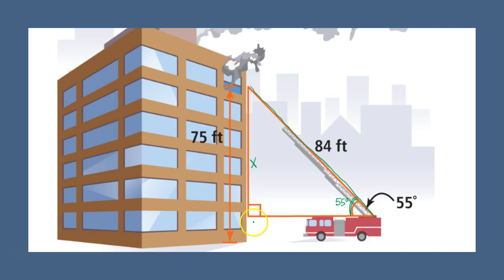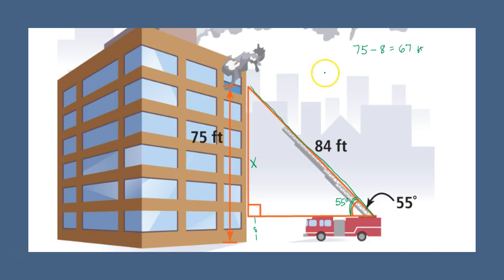I want to point out that they said that the truck is 8 feet tall. The truck is outside of the right triangle, which means we don't need our ladder to reach up 75 feet. We only need our ladder to reach up 75 minus 8 feet. So we need our triangle to make sure it can go to 67 feet.